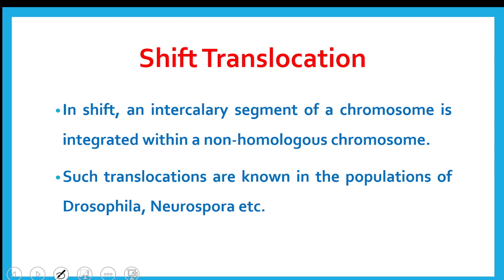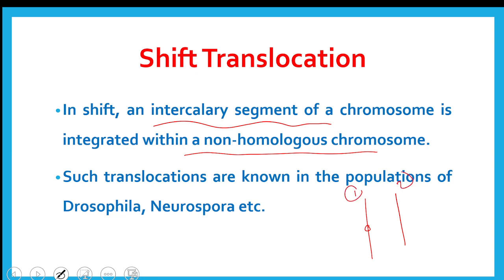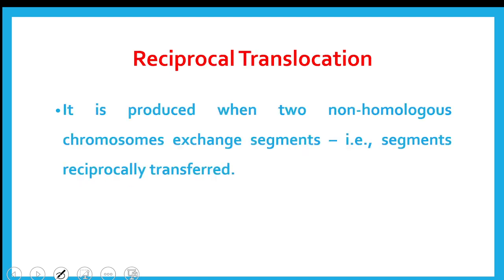Next, shift translocation. In shift translocation, an intercalary segment of a chromosome is integrated within a non-homologous chromosome. So, this is again the first chromosome and the second chromosome. It is not deleted from the terminus, but this portion is deleted from the middle of a chromosome and gets translocated onto another non-homologous chromosome. Then we call it shift translocation. And these are said to be more popular in Drosophila and Neurospora crassa.